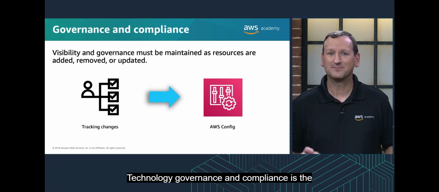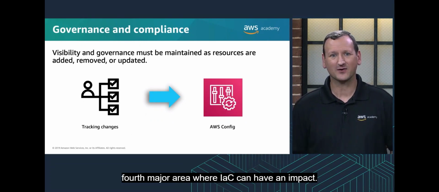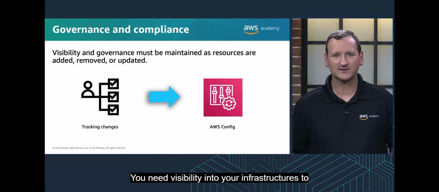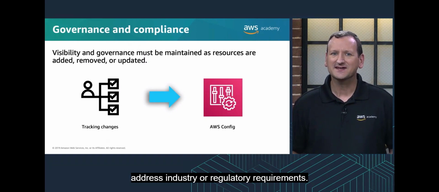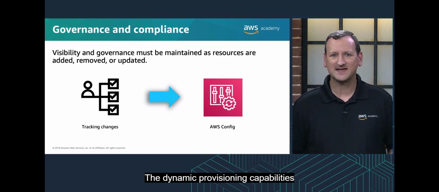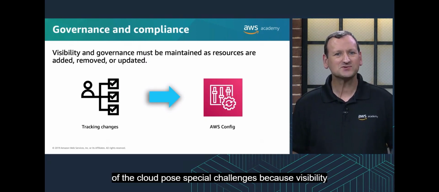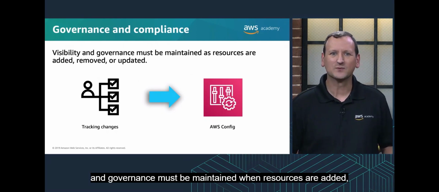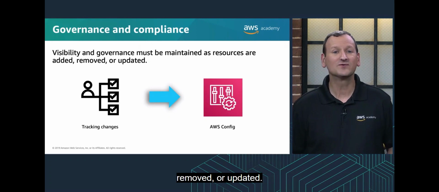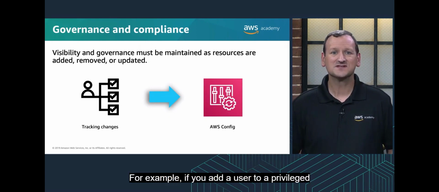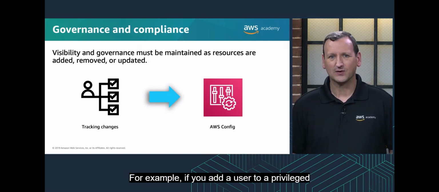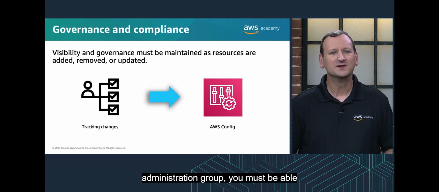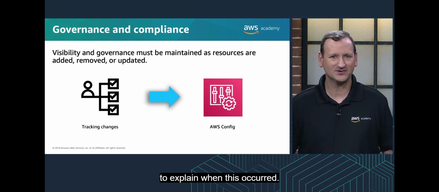Technology governance and compliance is the fourth major area where IAC can have an impact. You need visibility into your infrastructures to address industry or regulatory requirements. The dynamic provisioning capabilities of the cloud pose special challenges because visibility and governance must be maintained when resources are added, removed, or updated. For example, if you add a user to a privileged administration group, you must be able to explain when this occurred.